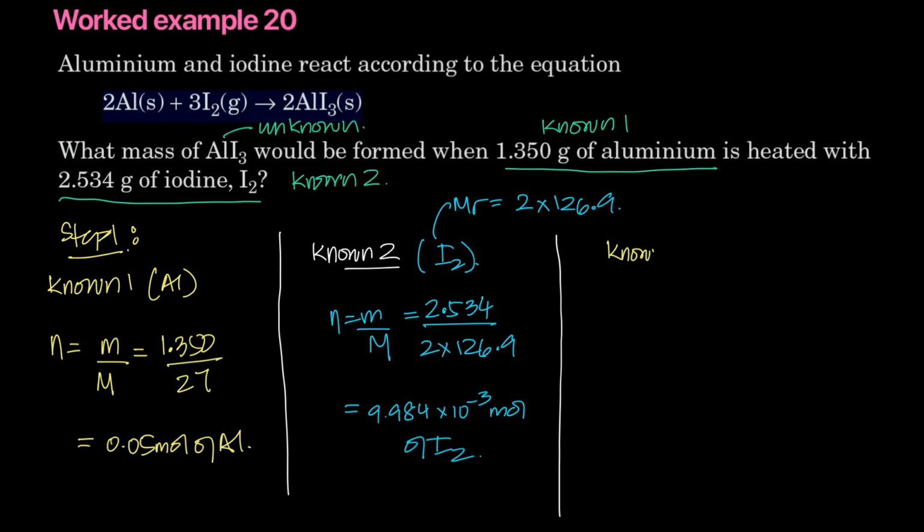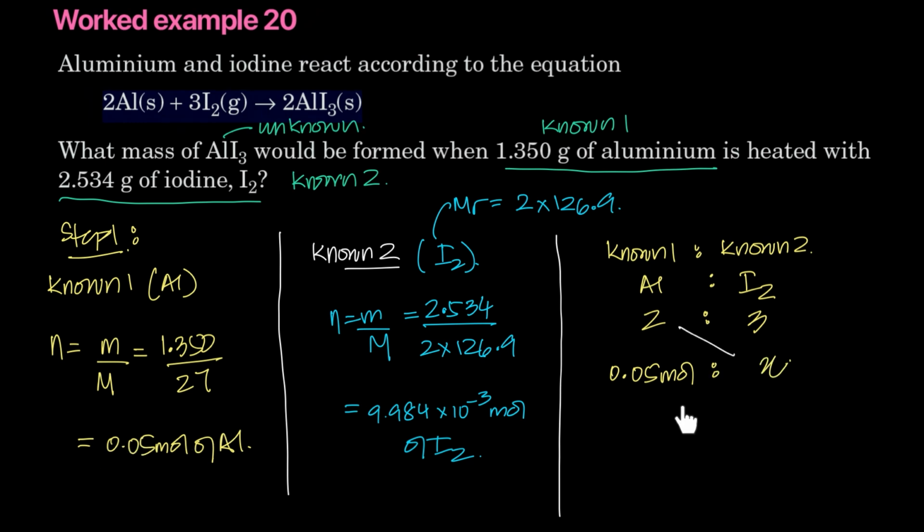So step 2a, the first part of 2a, is to find the ratio between the two knowns. Aluminum and iodine are my knowns. Their coefficients are 2 is to 3. So I can just take one of them. Let's say, how much iodine do I need for 0.05 moles of aluminum? So cross multiply and you solve. Basically what this tells me is that 0.05 moles of aluminum need 0.075 moles of iodine. Now this amount is greater than what we have.